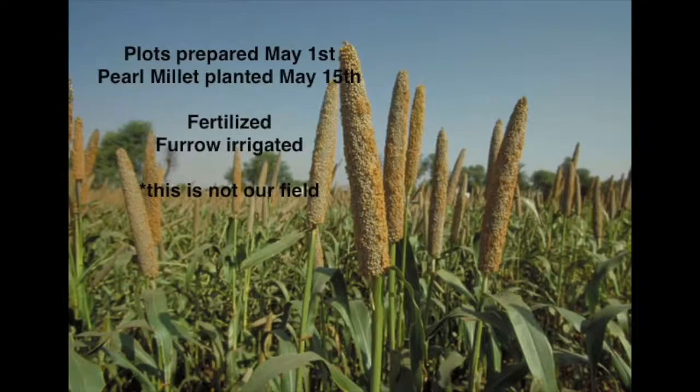The 3 treatment plots were prepared on the 1st of May. Pearl millet was planted 14 days later. The millet has been fertilized and received furrow irrigation. The millet will be harvested this summer.